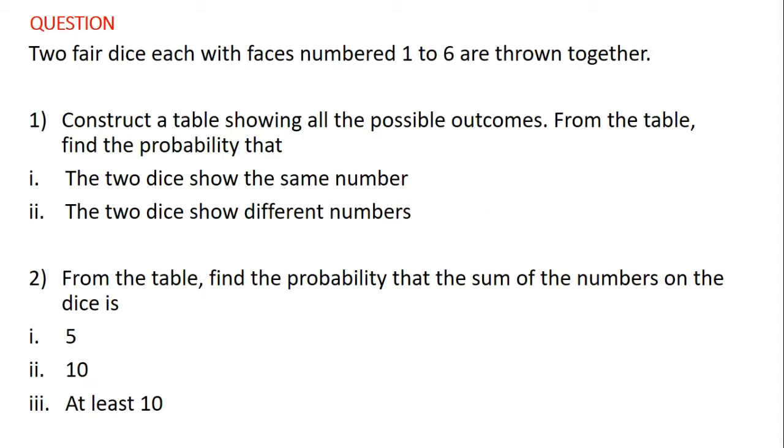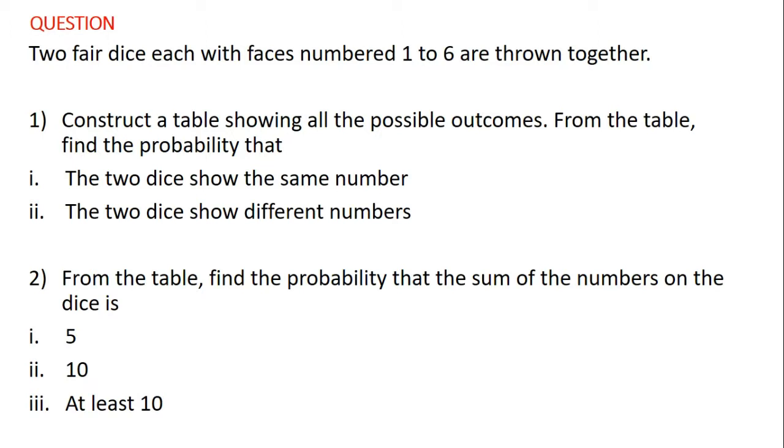We are on the topic probability. In the previous video, we solved a question on finding the probability of an event after tossing a coin. In this video, we are going to solve a question on finding the probability of an event after rolling a die. The question for this video is: two fair dice, each with faces numbered 1 to 6, are thrown together.